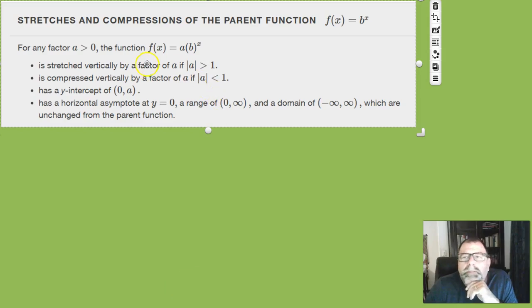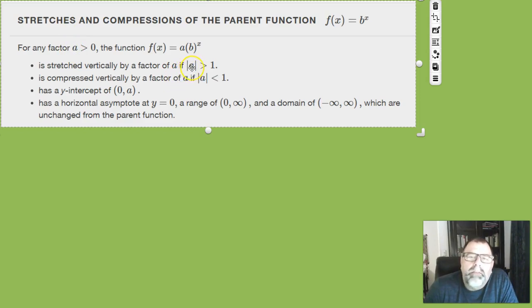All right, so here's a summary of what we just talked about. For any factor a greater than 0, the function f of x equals a times b to the x is stretched vertically by a factor of a if the absolute value is greater than 1. Again, here we're talking a is positive, but in general, if it's positive or negative, it doesn't matter.